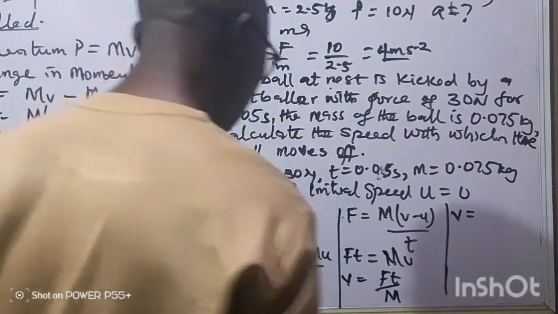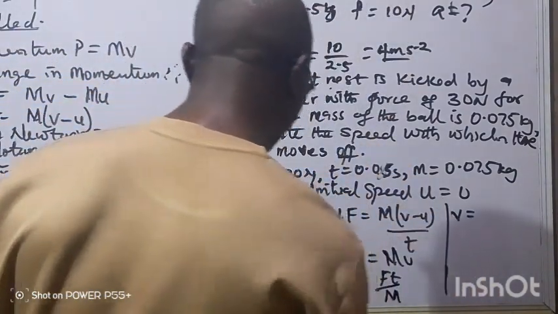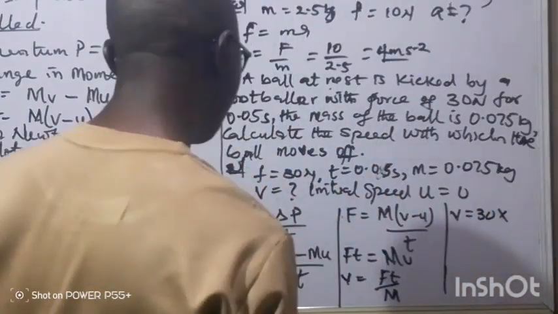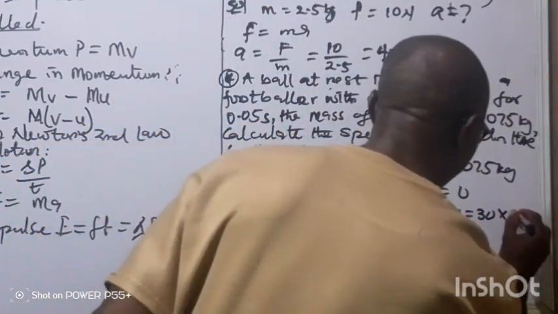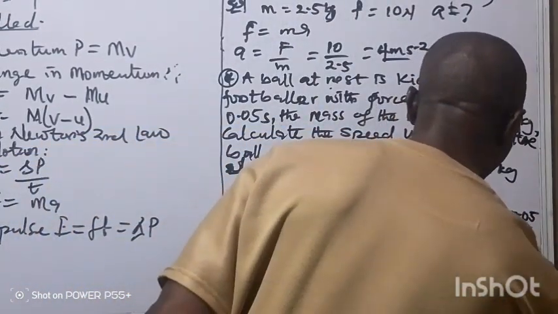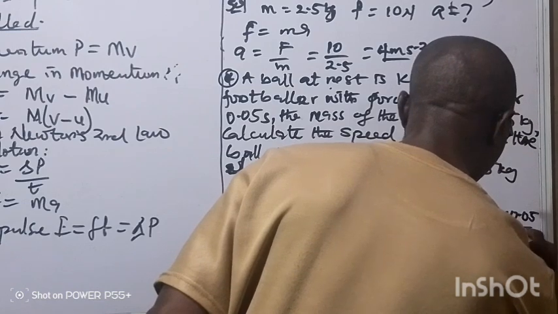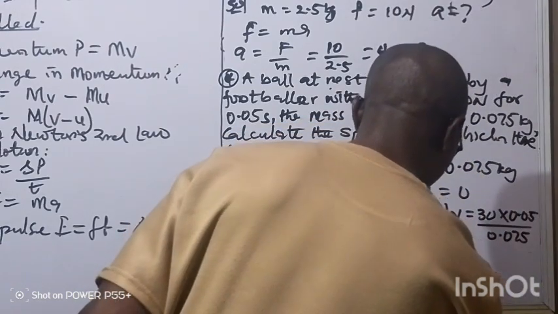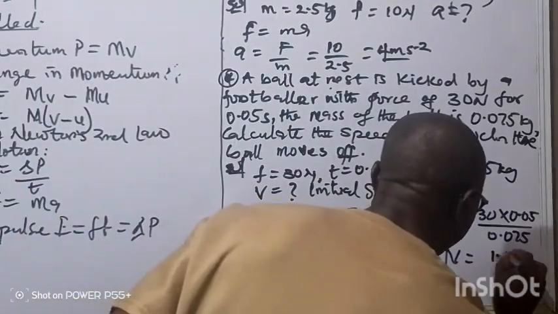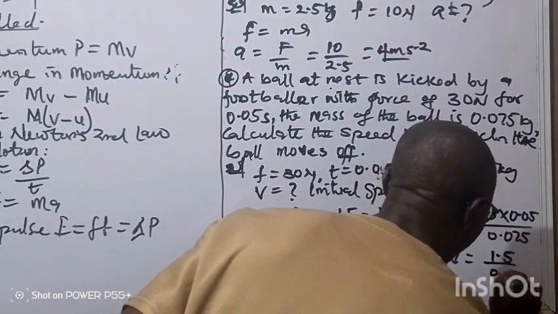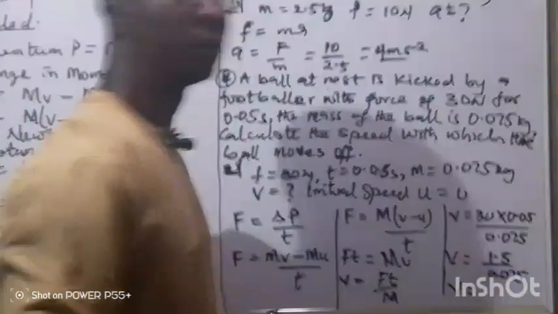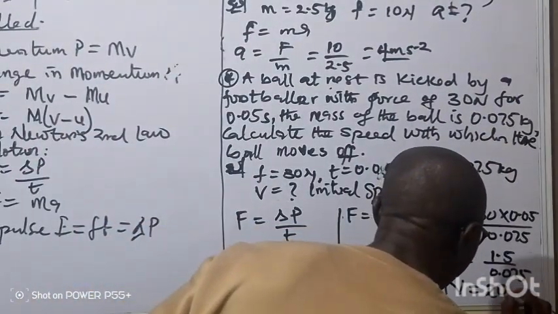To substitute the values for the variables we have, V will be equal to, our F is given as 30, T is given as 0.05 seconds, then m is given as 0.075. So V will be 1.5 divided by 0.075. And finally, V will be equal to 20 meters per second.